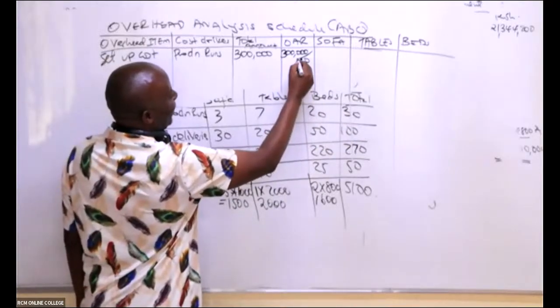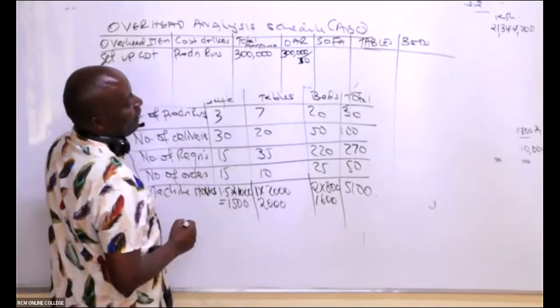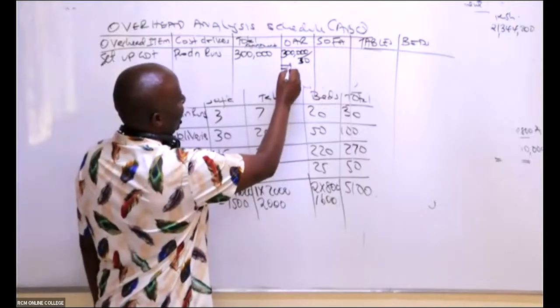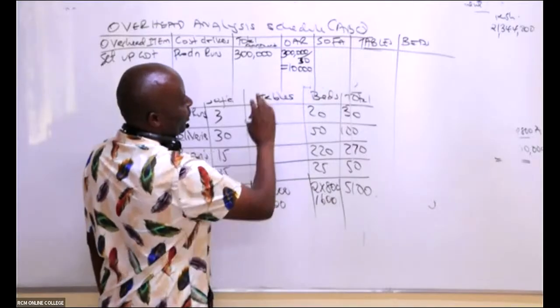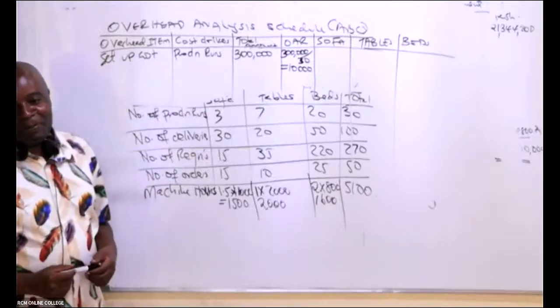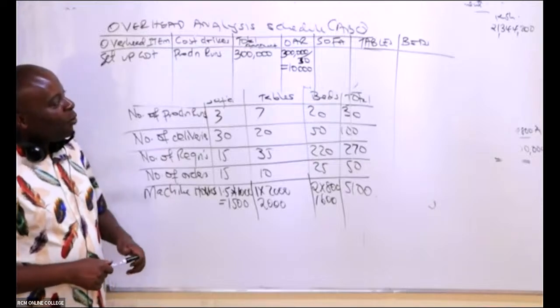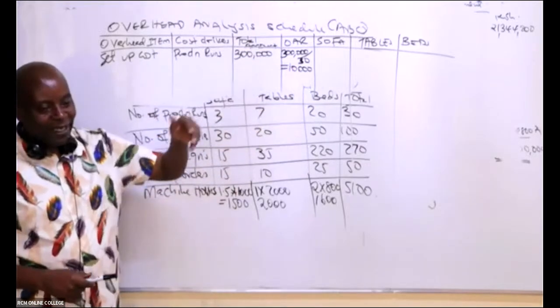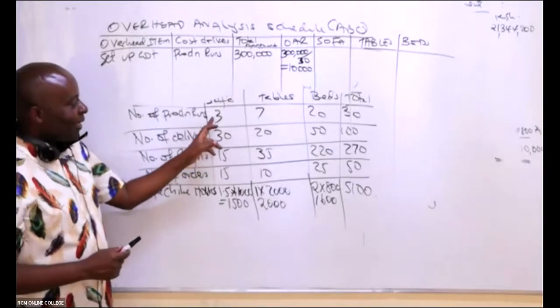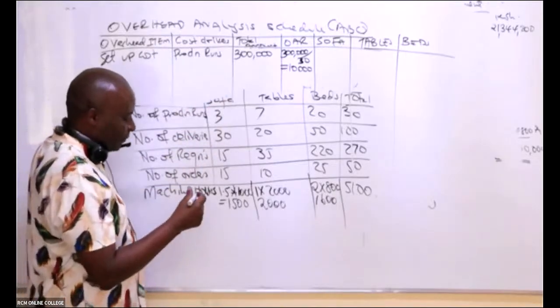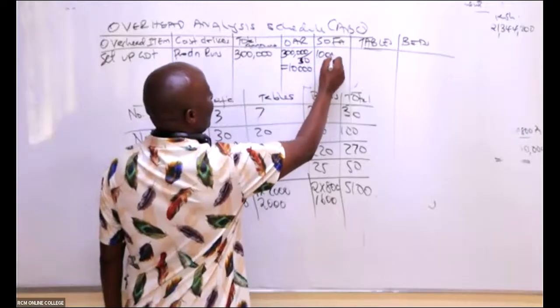30. So 300,000 divided by 30 gives 10,000. So I'm being given a figure of 10,000 per run. So then how do I spread this amount to the sofas, tables, and beds? We have the production runs for sofa sets, so this will be 10,000 times 3.